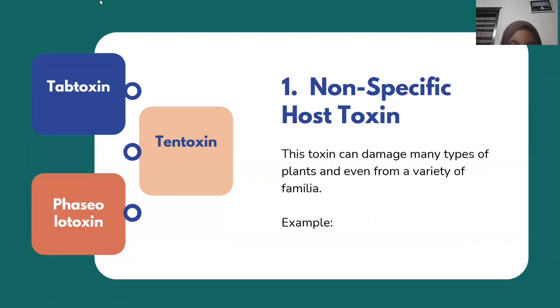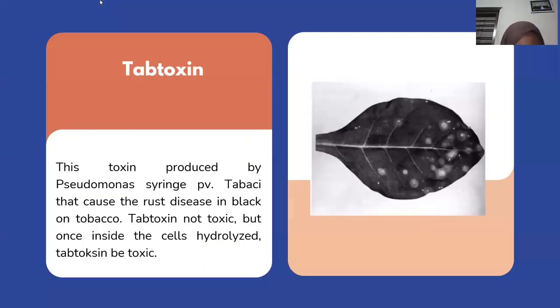Toxins can be classified into two groups as follows. Number 1, non-specific host toxin. This toxin can damage many types of plants, even from a variety of families. Examples: tab toxin, tentoxin, bacillotoxin.